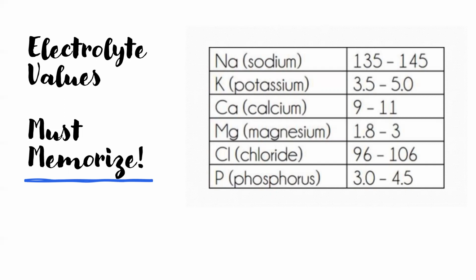values. The value for sodium is 135 to 145. Potassium, which is K, is 3.5 to 5.0. Calcium is 9 to 11. Magnesium is 1.8 to 3. Chloride is 96 to 106. And phosphorus is going to be 3.0 to 4.5.